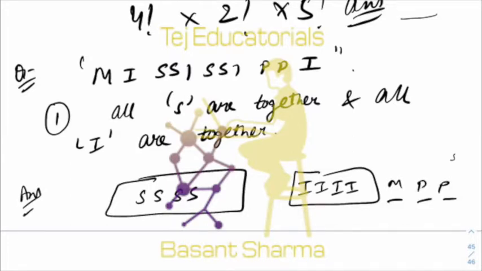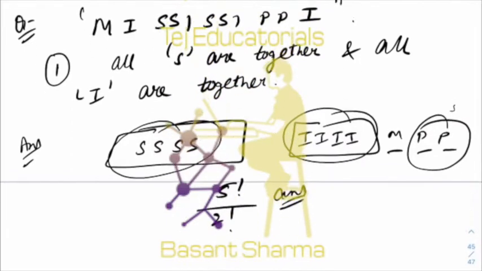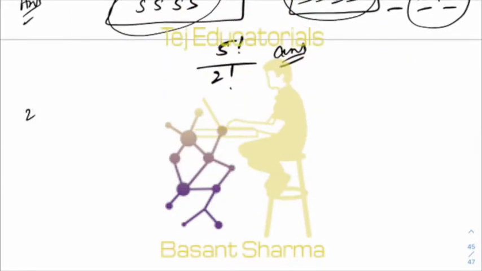So now you have to permute five objects, out of which two are alike, and there is no other arrangement possible between the S's and the I's because they are all alike. This is your answer. Second, no two I are together.